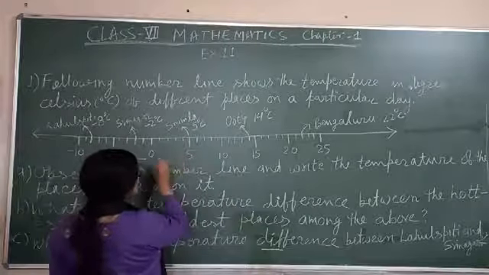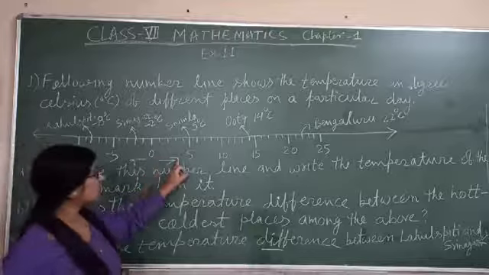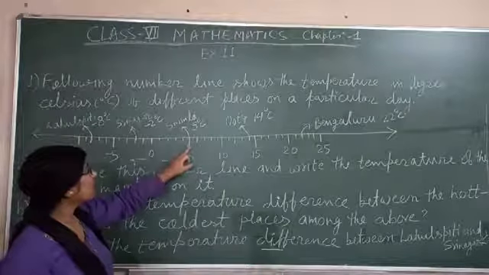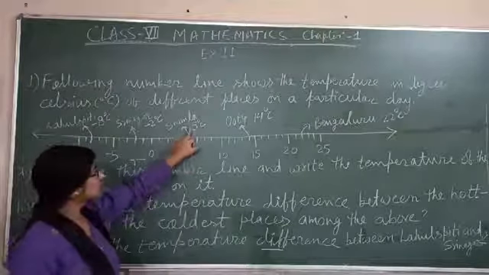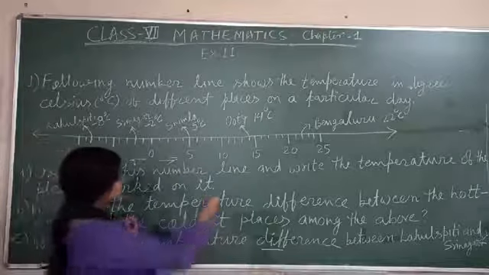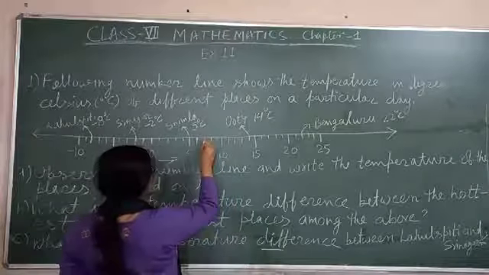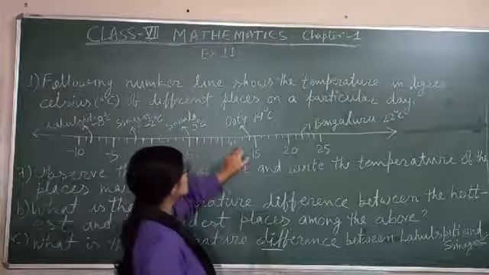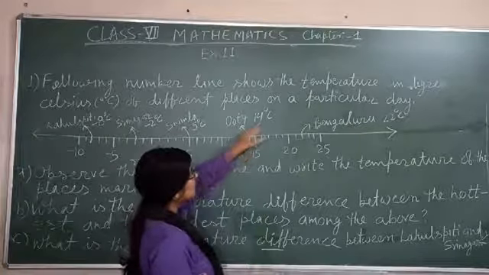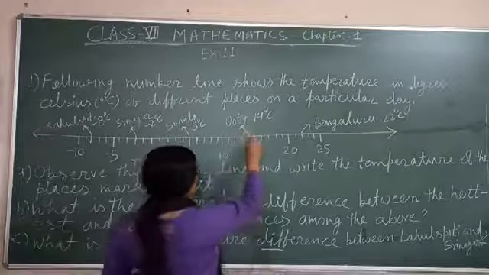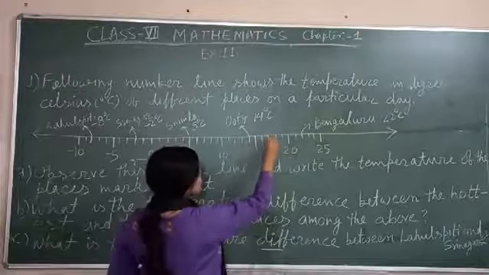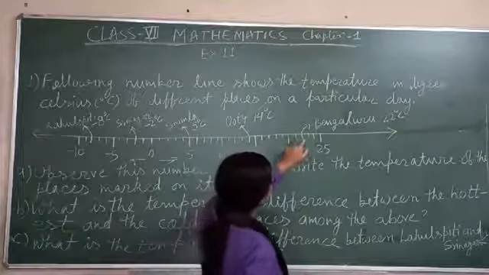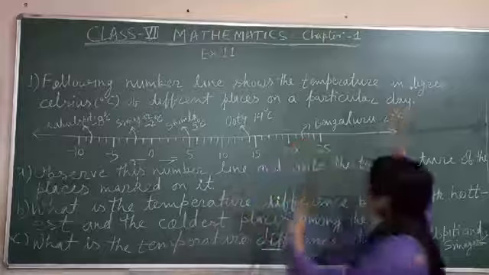Now we are going from 0 to the right. Toward the right we are going. So 0, 1, 2, 3, 4, 5. So here 5 is written. So the temperature of Simla will be 5 degrees Celsius. After that 5, 6, 7, 8, 9, 10. Here 10 is written. After 10, 11, 12, 13, 14. So the temperature will be 14, here 15, 16, 17, 18, 19, 20, 21, 22. So the temperature will be 22 degrees Celsius here.